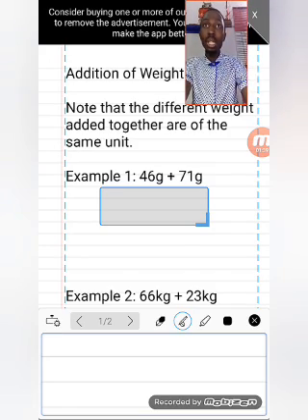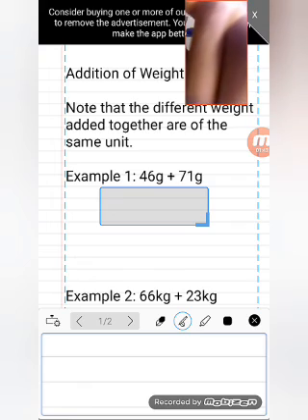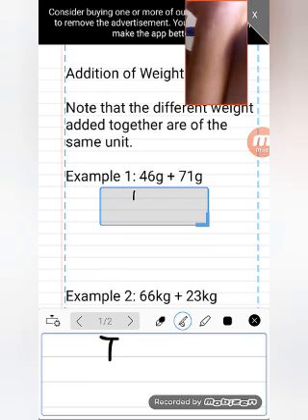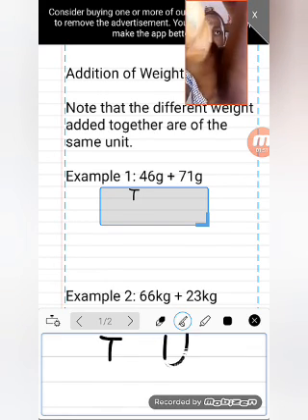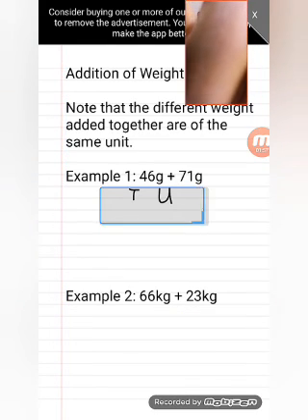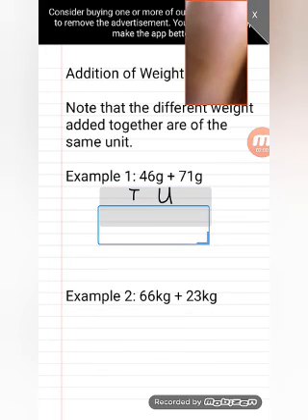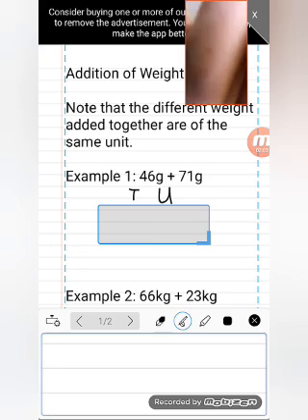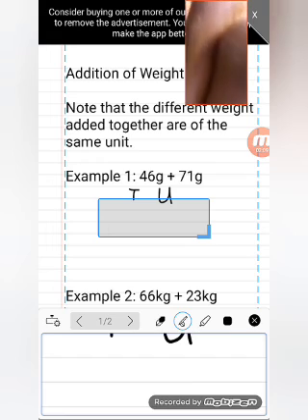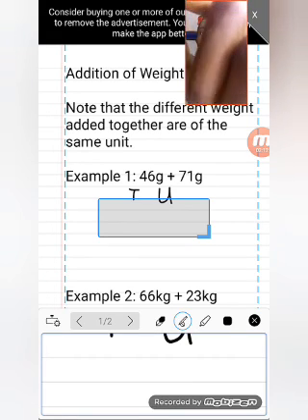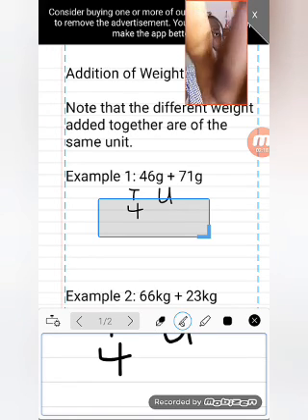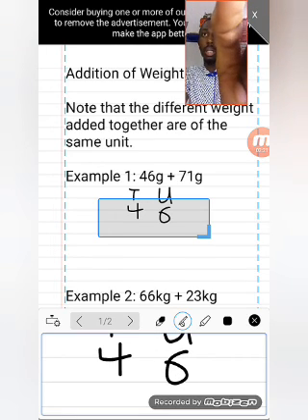You first write the tens and the unit. You can start with the tens, because they are two-digit numbers, then you write the unit. The next thing you do is write the number of the tens under the tens and the number of the unit under the unit. The first value here is 46 gram, so the 4 is the digit under the tens, then the 6 is the digit under the unit.